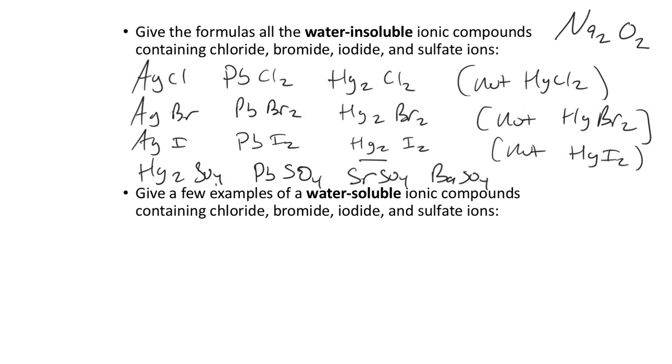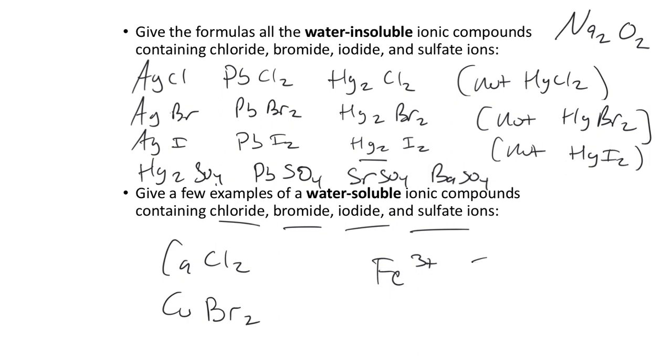We're asked to give a few water soluble examples because so many compounds containing these ions are soluble. So what are some compounds that are soluble? Literally anything that's not the ones we wrote above. You could have calcium chloride, copper 2 bromide, iron 3+ with sulfate 2-, so Fe2(SO4)3 would be water soluble. With iodide, again, anything. Barium iodide, BaI2, would be water soluble.